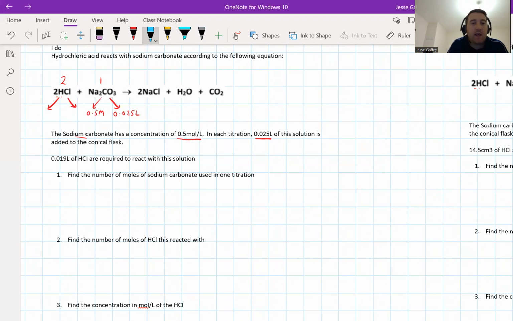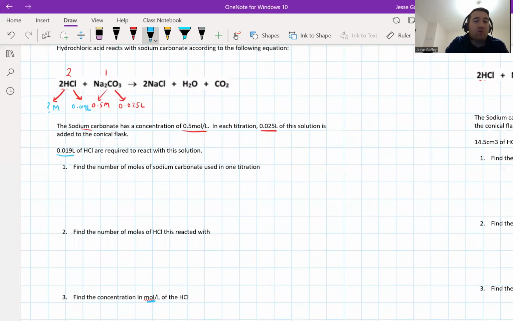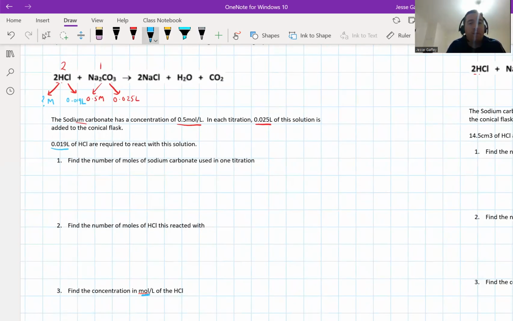All right, let's see about the HCl then. Here it says 0.019 liters of HCl are required to react with this solution. So the volume of the HCl was 0.019 liters. Okay, and then eventually we have to find the concentration, moles per liter, of HCl. So we don't know this, question mark, molar. All right, so it's broken into steps here for you. And these are roughly the steps you would have to do in a titration, but they wouldn't be broken into these steps for you. So we're going to build them up step by step.